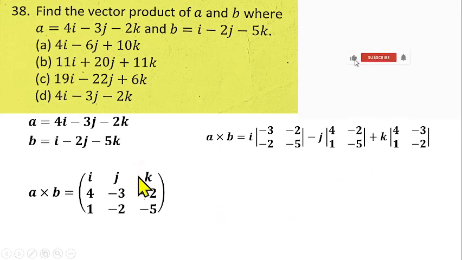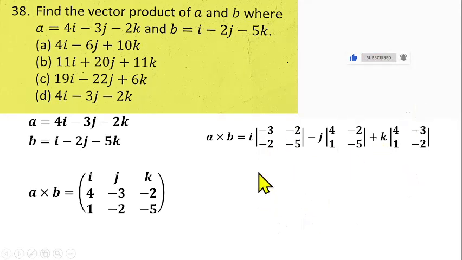Then the positional sign of k is a plus, so we have plus k. This k is in the first row, third column. So close the first row, third column. What do you have left? 4, minus 3, 1 and minus 2, which is what you're having here. So then I can now find the determinant of each of these 2 by 2 matrices.